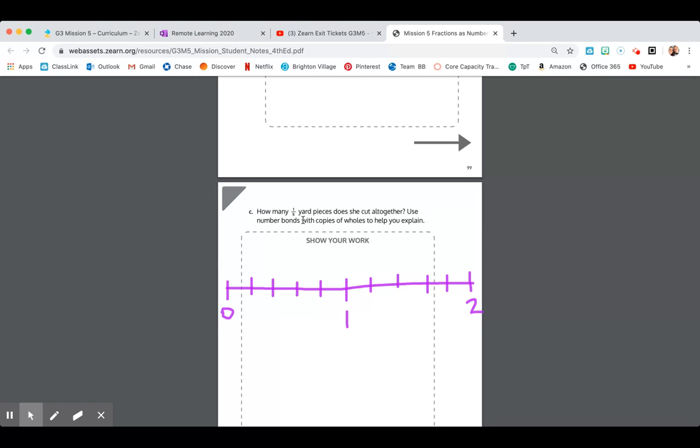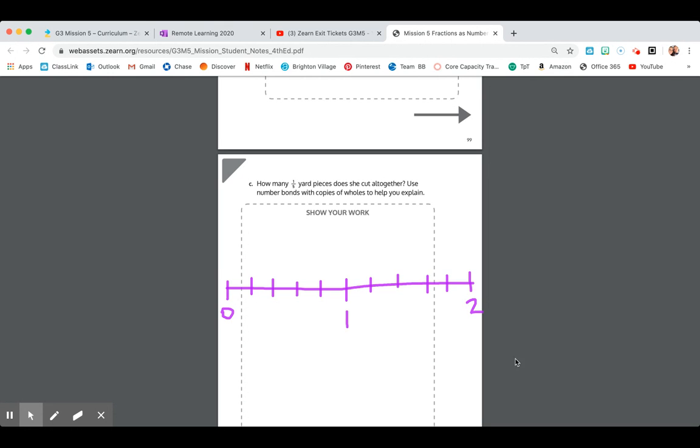It says, how many 1/5 yard pieces does she cut all together? Use number bonds with copies of wholes to help you explain. So I'm looking at the number line that we drew on the page before. You could just turn back. And I can see that she cut 1/5, 2/5, 3/5, 4/5, 5/5, 6/5, 7/5, 8/5, 9/5, she cut 10/5, right? 10/5. So she cut that many pieces all together.